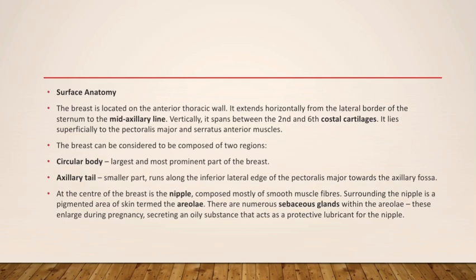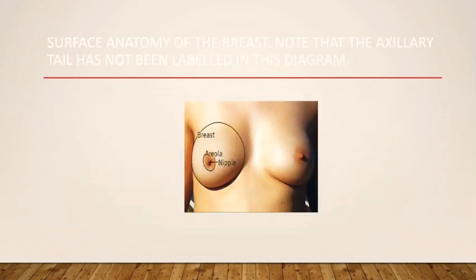The breast can be considered to be composed of two regions. Circular body, the largest and most prominent part of the breast. Axillary tail, a smaller part, runs along the inferolateral edge of the pectoralis major towards the axillary fossa. At the center of the breast is the nipple, composed mostly of smooth muscle fibers. Surrounding the nipple is a pigmented area of skin termed the areola. There are numerous sebaceous glands within the areola. These enlarge during pregnancy, secreting an oily substance that acts as a protective lubricant for the nipple.